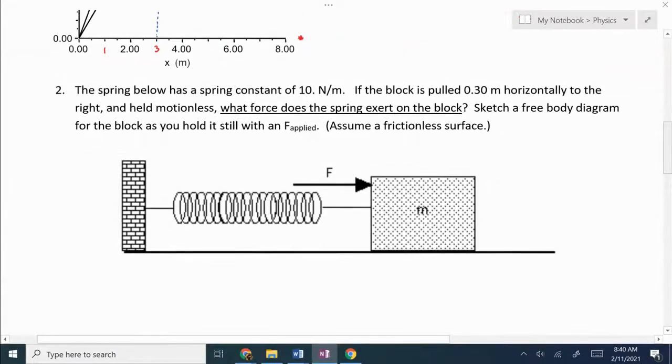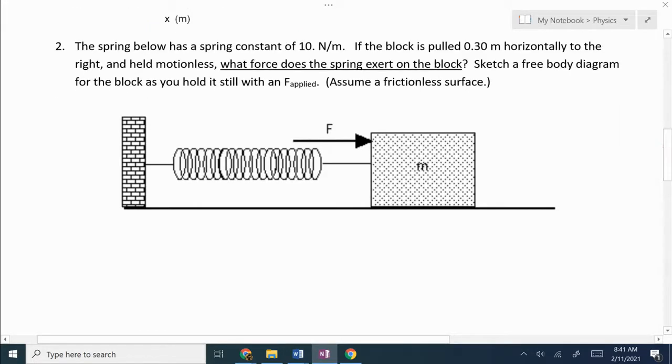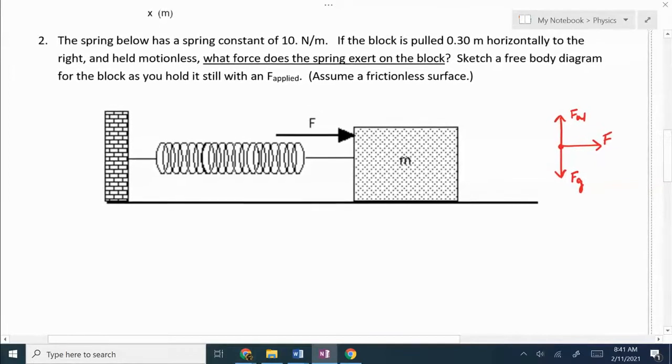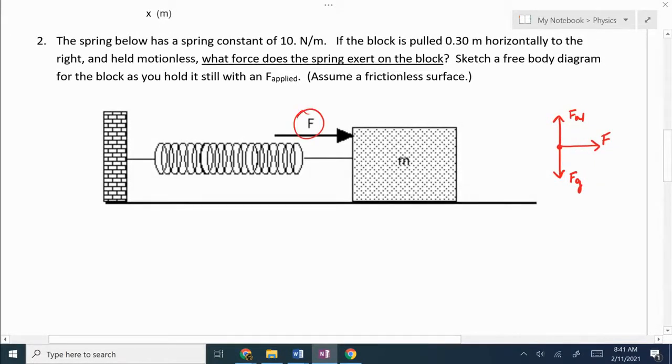Number 2 says the spring below has a spring constant of 10 newtons per meter. If the spring is pulled back 0.3 meters horizontally to the right and held motionless, what force does the spring exert on the block? So, real quick, force diagram for the block. We would have force of gravity, normal force up. We have this force that is being applied to the right. And then we would have the force of the spring, which is applied to the left there.